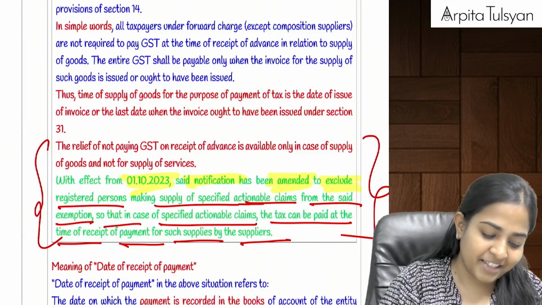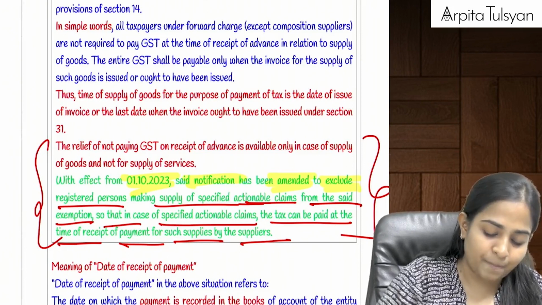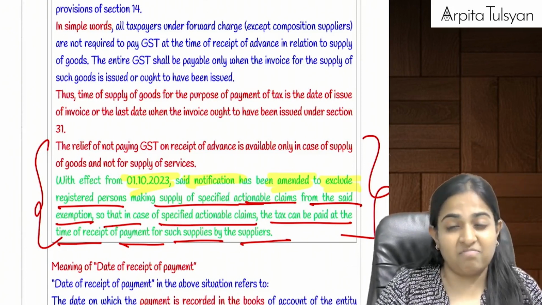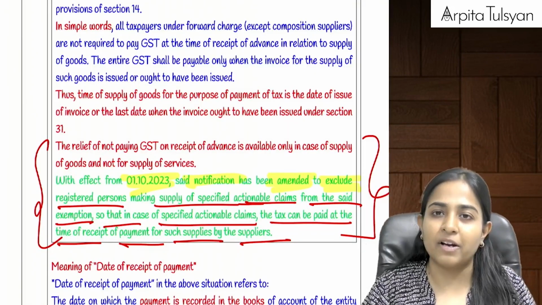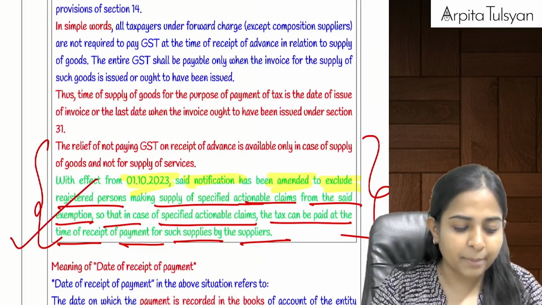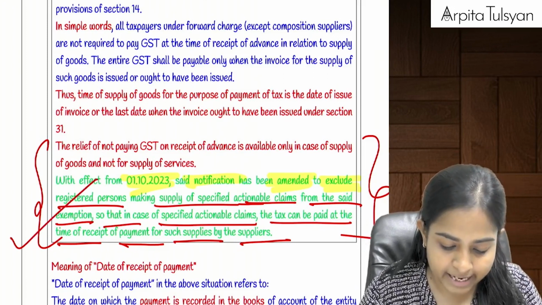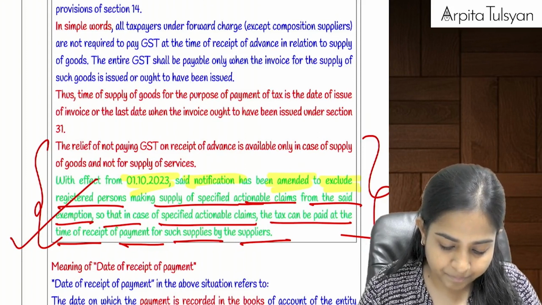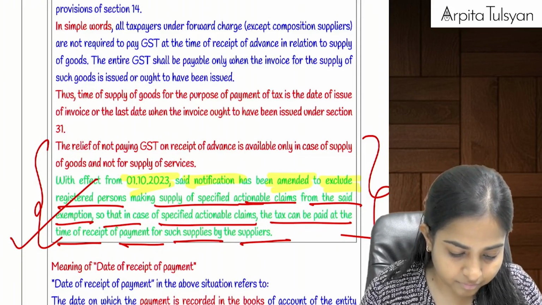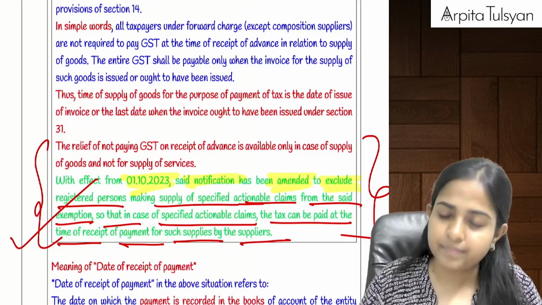Are you clear with this? So those specified actionable claim suppliers are not given the exemption, and for them the time of supply will be applicable at the time of receipt of advance payment. Are you clear with this? Yes, that was a small amendment which they have put here in case of time of supply. Okay, done.